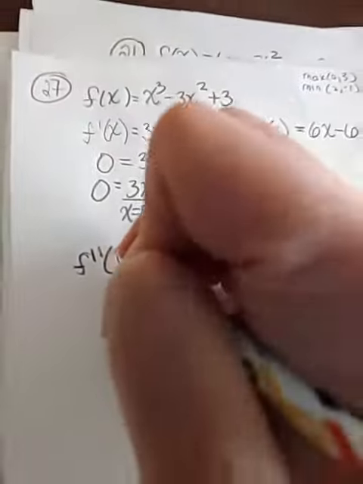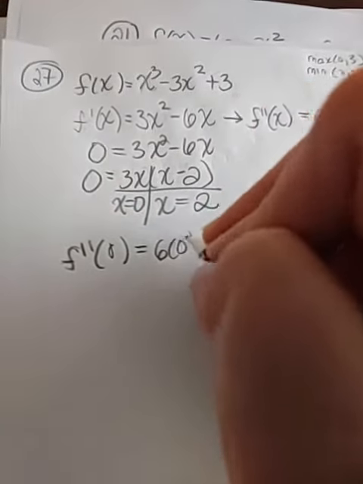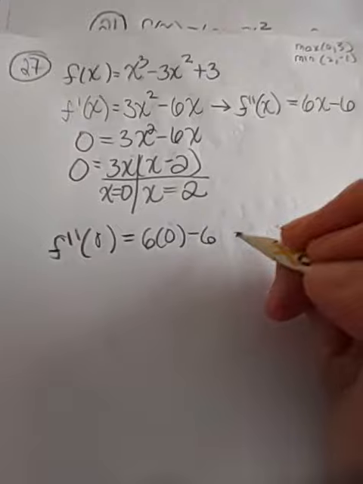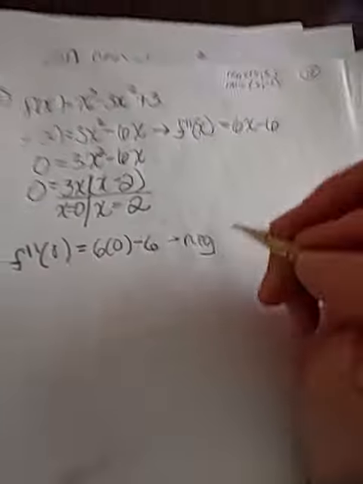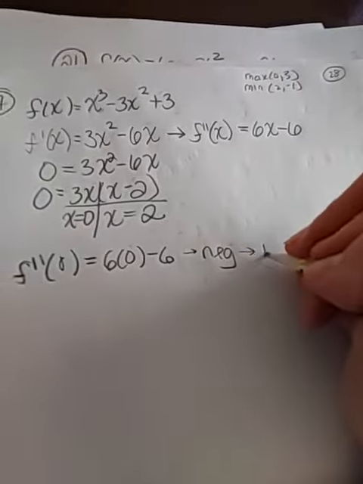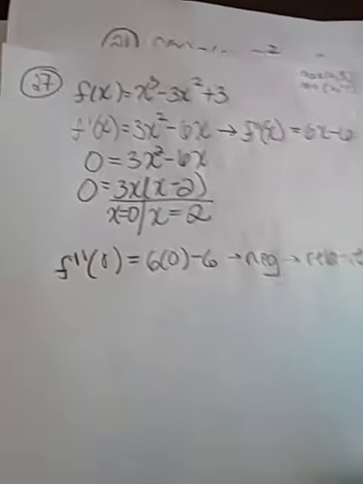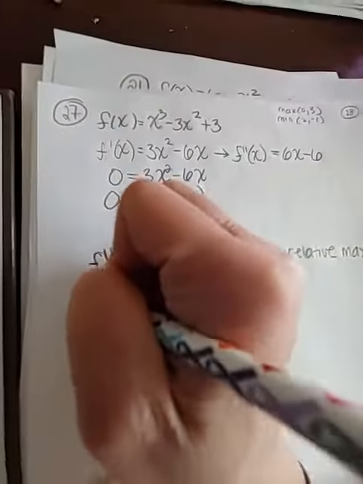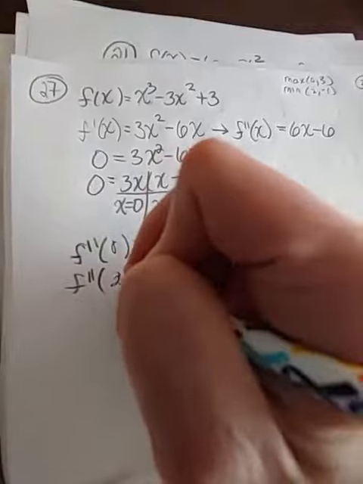So I'm going to plug in 0 into the second derivative, getting me 6 times 0 minus 6, which gives me a negative number. Because I get a negative number, that means that I have a relative maximum at that point. All right, next I'm going to plug in my other critical value, which was 2.